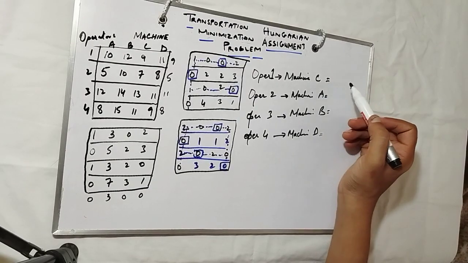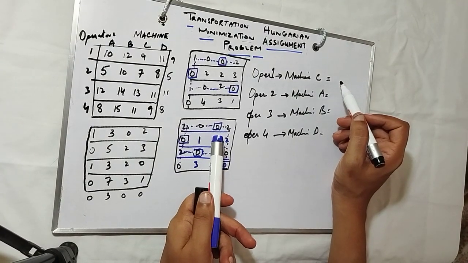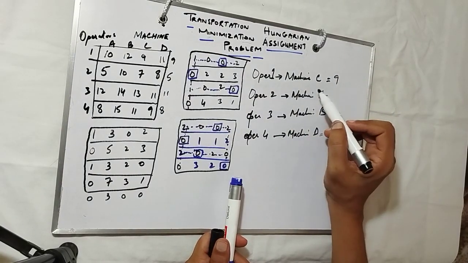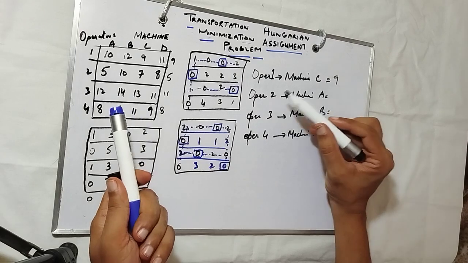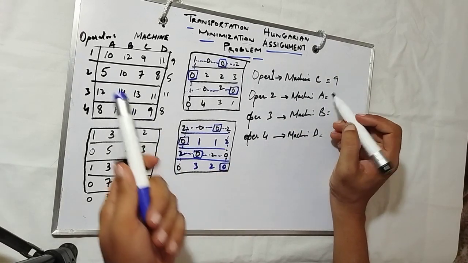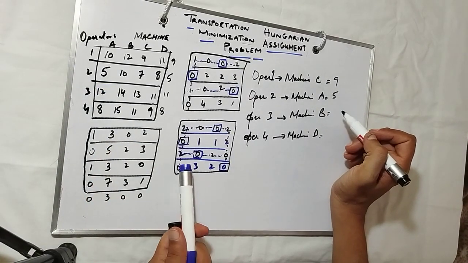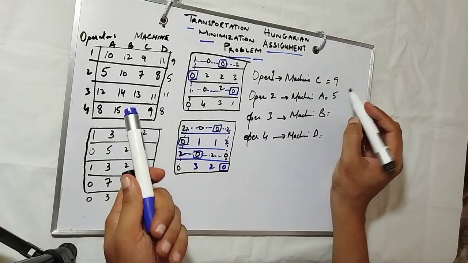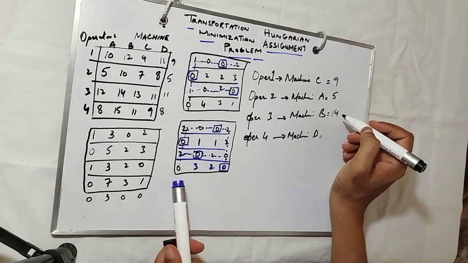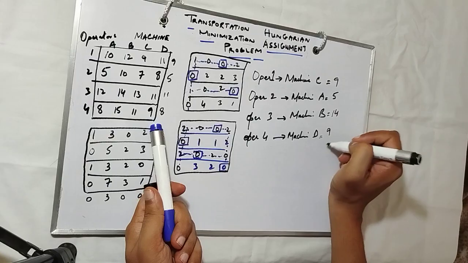Okay, at the first placement you see 0 is over here at this location, so 9 would be the time. When operator 1 is assigned to machine C, 9 would be the time. Operator 2 is assigned to machine A, so from here the cost would be 5. Operator 3 was assigned to machine B, the cost would be 14. Operator 4 is assigned to machine D, the cost is 9.